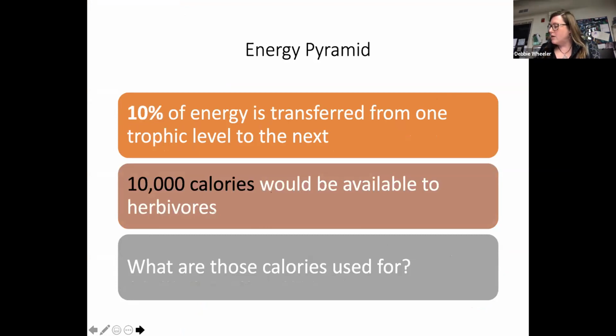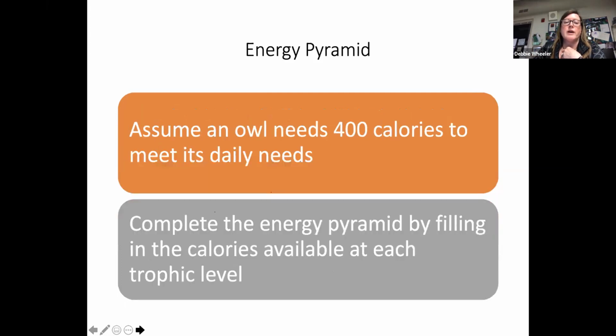What are herbivores using those calories for? Because we know that 10% is going to be reduced as we go from primary to secondary. So yeah, for finding food, for heat, for moving around. So at every trophic level, you don't get all of the energy that's available there transferred, only 10% gets transferred up.